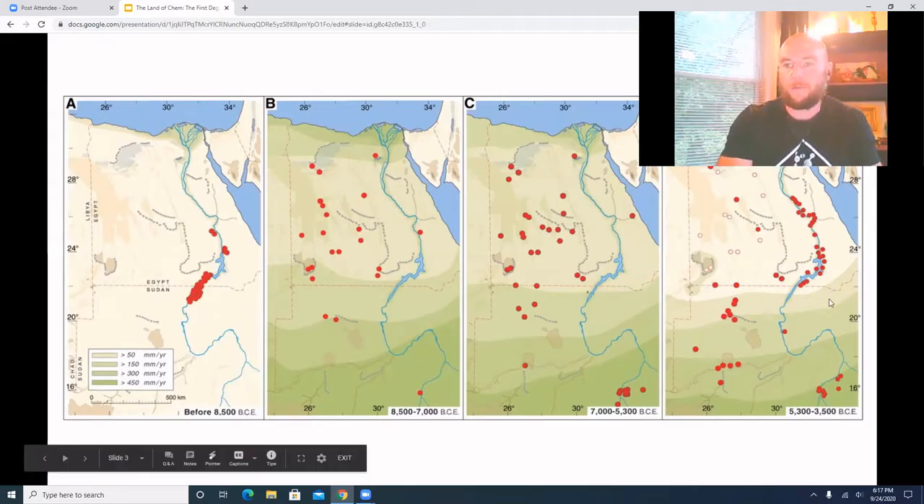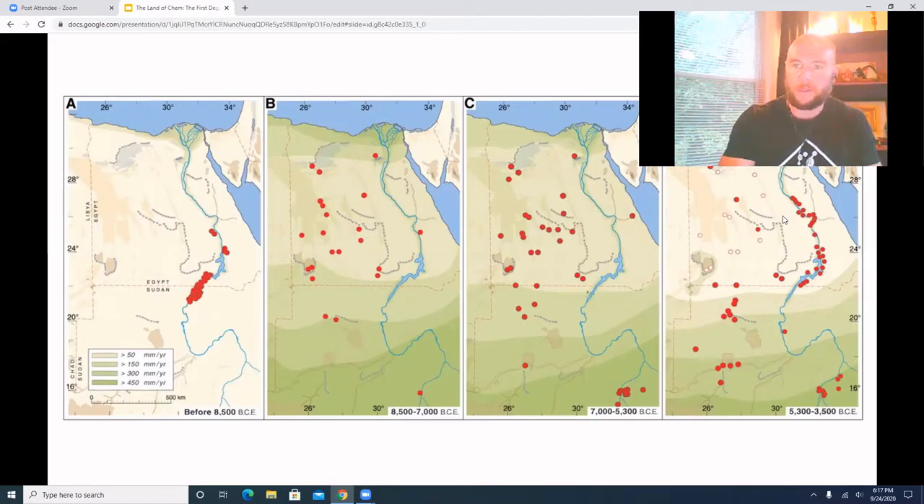And then we see here on the far right in this diagram that around the year 5300 BC, the monsoon rain stopped and the upper eastern portion of the Sahara was again returned to a vast desert. And the population gradually began to migrate back around the Nile River. And this is when we see the beginning of the dynastic Egyptian civilization, circa 3000 or 3500 BC.